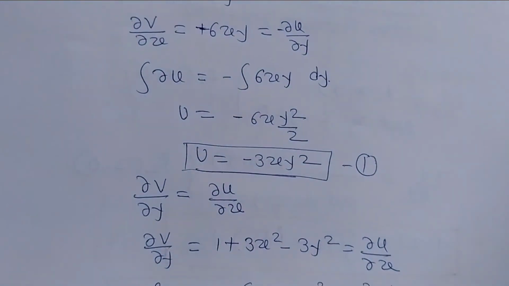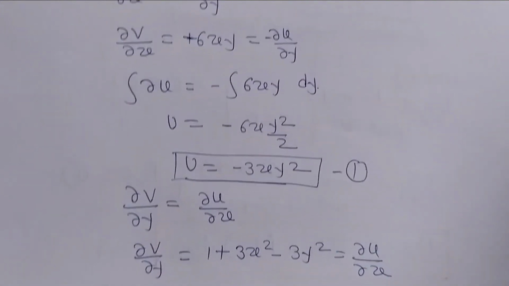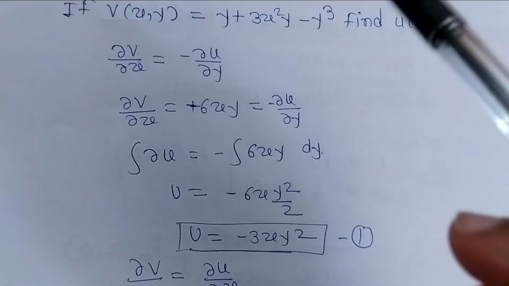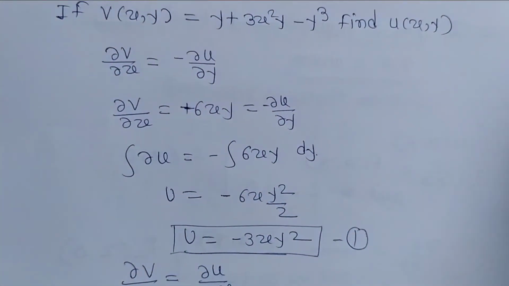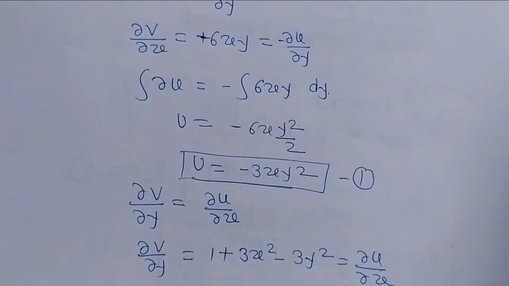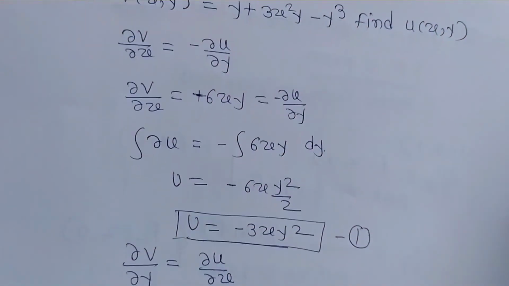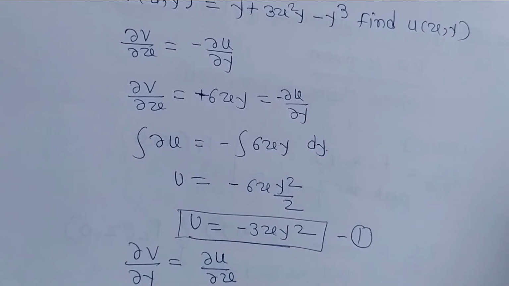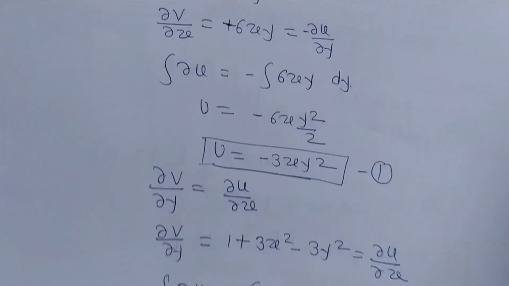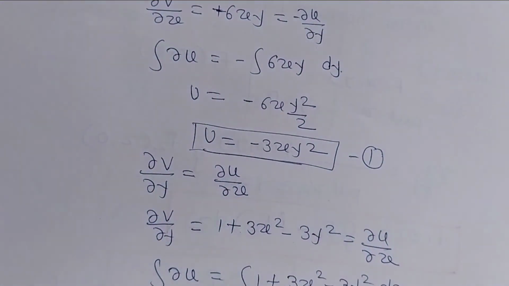So the next one is dou v by dou y is equal to dou u by dou x. That is dou v by dou y, with respect to y, what is the derivative? That is 1 plus 3x square minus 3y square. So this is the derivative, and this is equal to dou u by dou x.